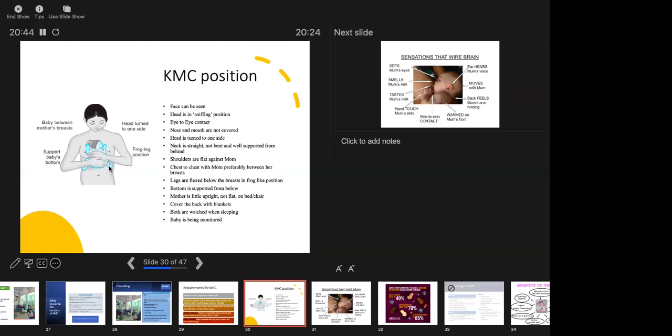The mother is slightly upright. Mother should be slightly upright. She should not be lying completely flat on the bed or chair. And once this is ensured, both the mother and baby should be covered with a warm blanket and the mother is watching the baby.